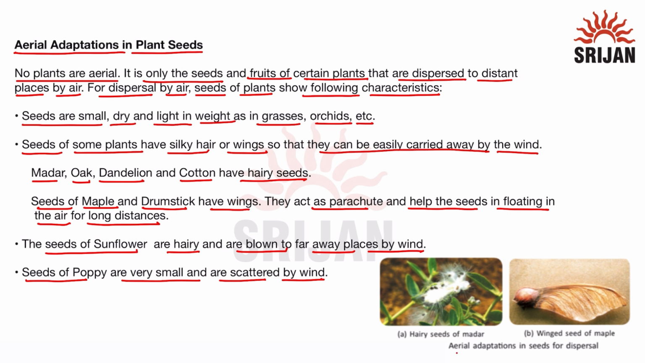Now we can see in this figure which shows the aerial adaptations in seeds for dispersal. First is the hairy seeds of madder. We can see that it is light in weight so that it can be easily carried by the wind. And we can see that winged seed of maple is also shown here. It has wings so that they act as a parachute and it helps the seeds to float in the air for long distances.